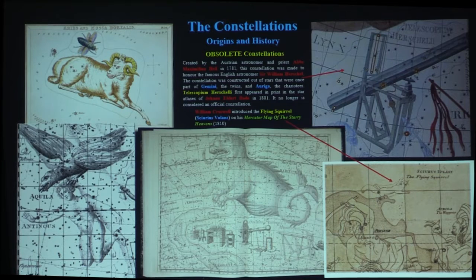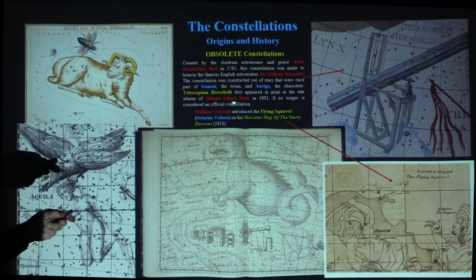The constellation was constructed of stars that were once part of Gemini, the Twins, and Auriga, the Charioteer. It first appeared in print in Bode's Atlas, by another cartographer, a German fellow, in 1801. It is no longer considered an official constellation. And then I love this one.